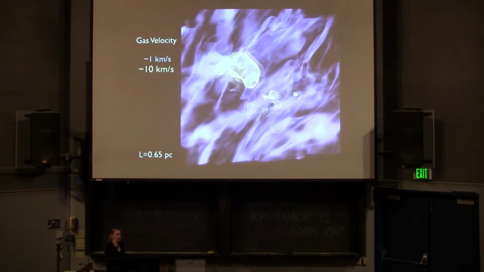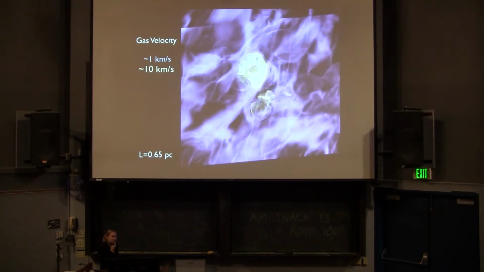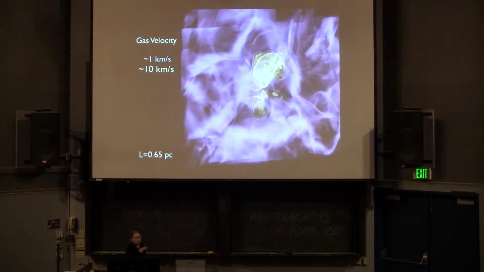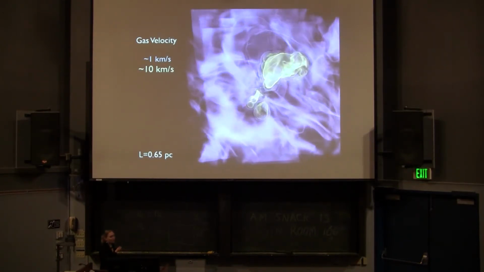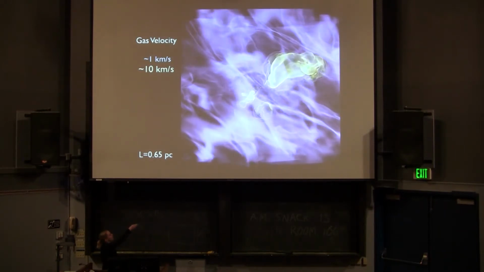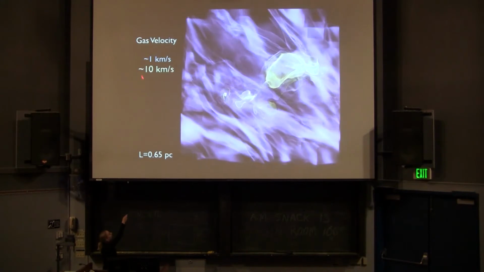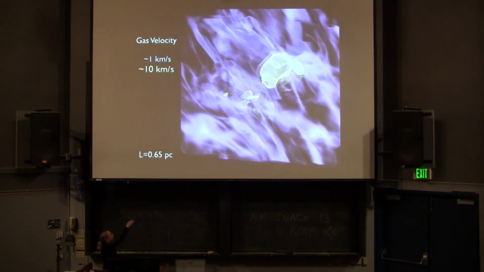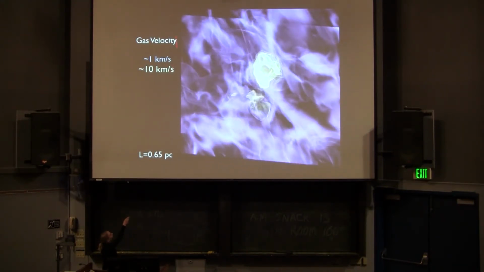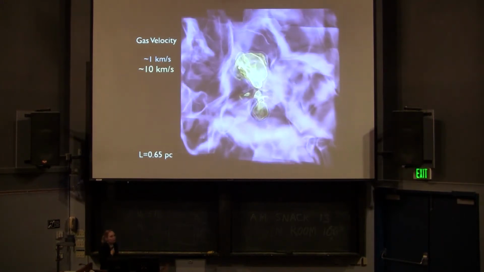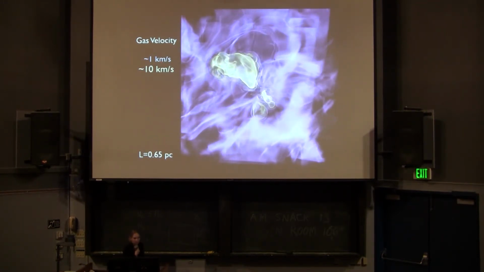So here's one of the outputs from the simulation. This is, again, a volume rendering in YT showing you the gas velocity. The outflows here stand out very nicely. The higher velocity gas, 10 kilometers per second, is in yellow. And the turbulent velocity you can see is around 1 kilometer per second or a bit less.